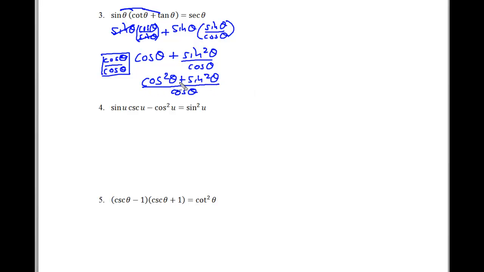Now, what we know from x squared plus y squared equals 1, from the definition of the unit circle, is the same thing as cosine squared plus sine squared equals 1. So our numerator is now 1, our denominator is now cosine, and secant is defined by that. So this is now secant theta. Boom, we've established our identity.